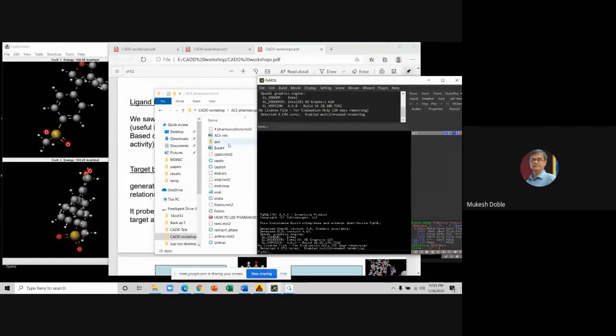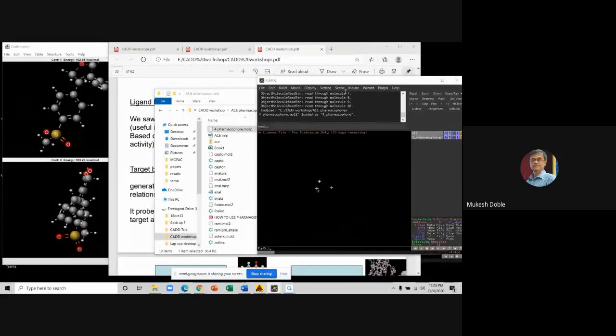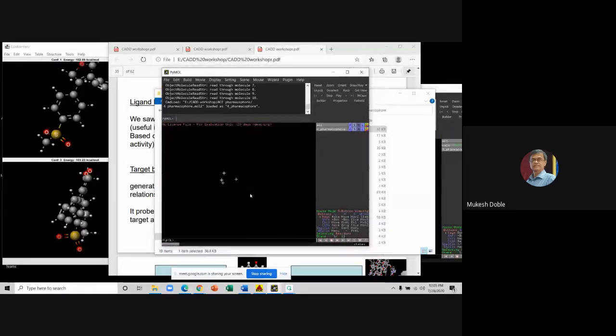So I have put all the structures, like I said, into a zip file, and then I ran the pharmacophore. Then I got some results, and then it came up with 4 possible pharmacophores.